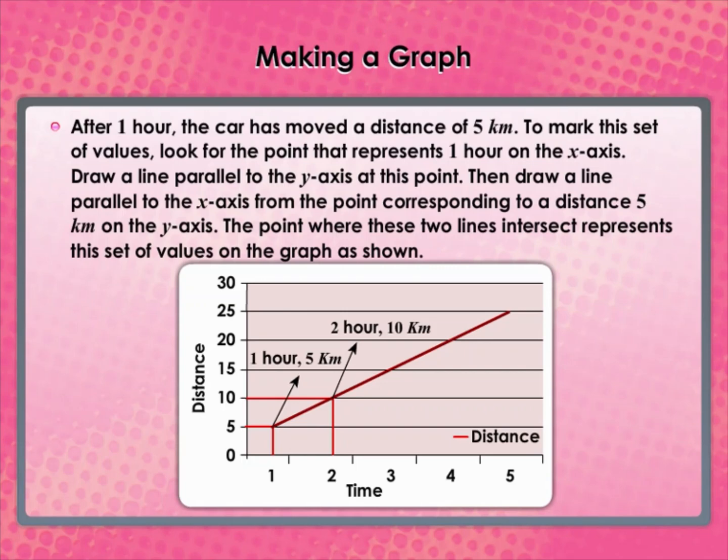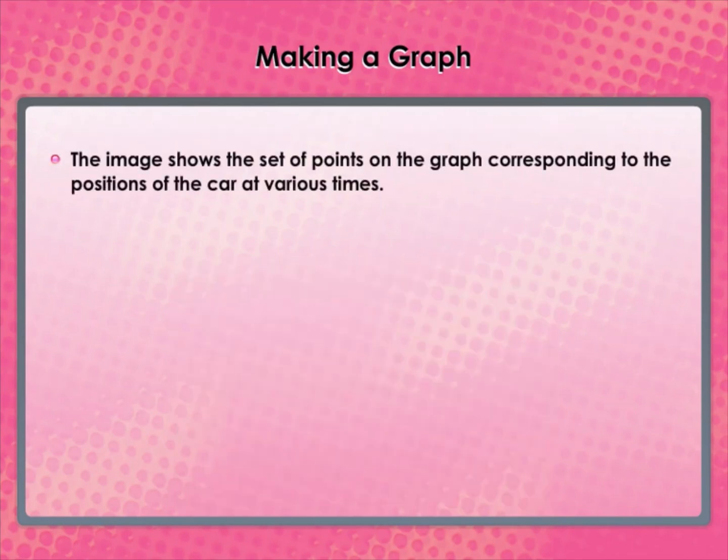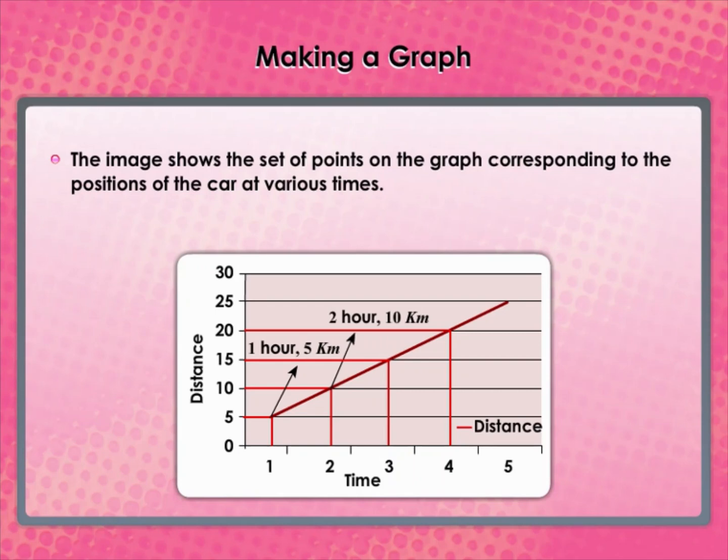To mark the set of values, look for the point that represents 1 hour on the x-axis. Draw a line parallel to the y-axis at this point. Then draw a line parallel to the x-axis from the point corresponding to a distance of 5 kilometers on the y-axis. The point where these two lines intersect represents the set of values on the graph as shown. Similarly, mark on the graph paper the points corresponding to different sets of values. The image shows the set of points on the graph corresponding to the positions of the car at various times.